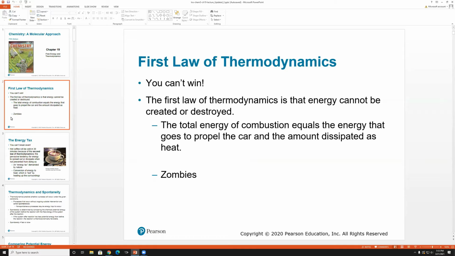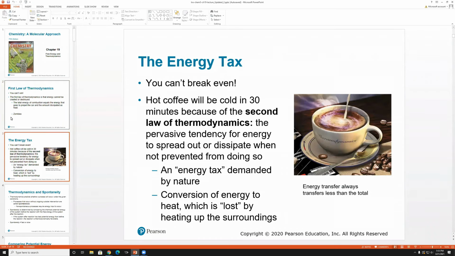So the first law of thermodynamics states that energy cannot be created or destroyed. This is very important because the universe is at an energy constant, and we always want to consider it like that. The second law of thermodynamics states that when energy is transferred in any reaction, whether it's a chemical reaction or just an energy transfer, you're always going to have heat that is dissipated into the surroundings, or out of the system into the surroundings. This is what we call an energy tax, or in better terms, entropy.